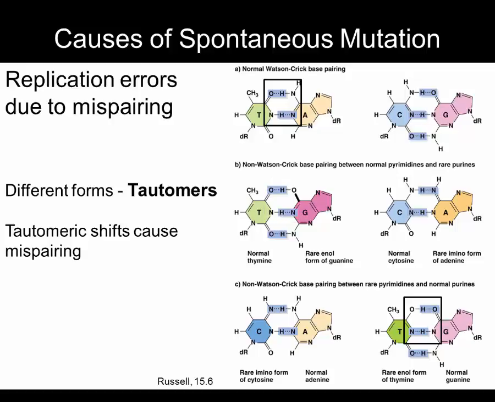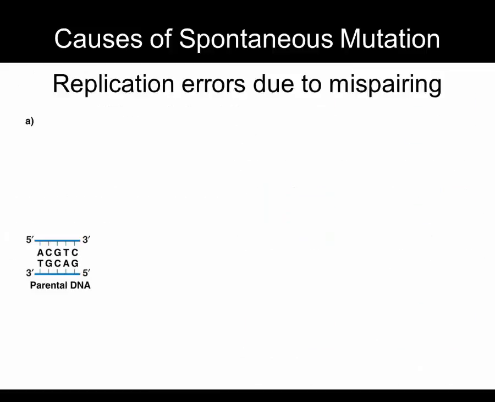T's enol form pairs with G, and C's amino form pairs with A. Note that we still always have purine and pyrimidine pairing, so these errors will lead to transitions and not transversions. Let's look at how these mispairs become stable mutations.